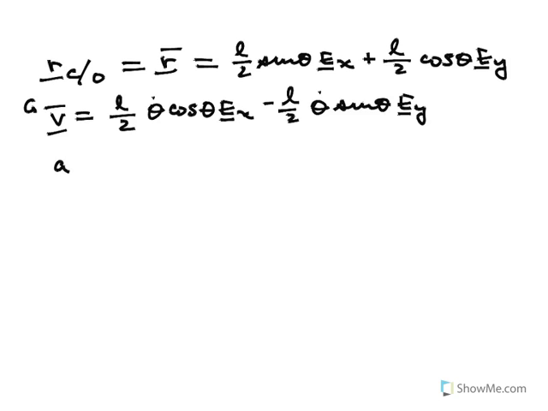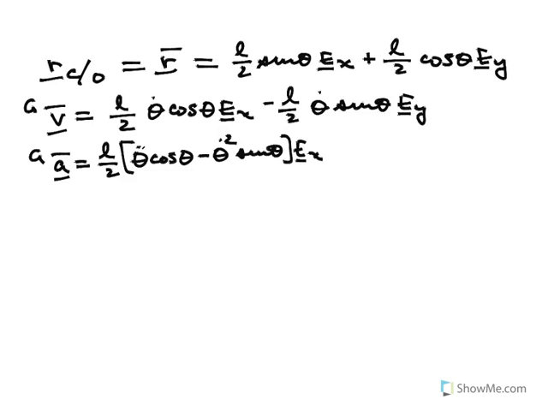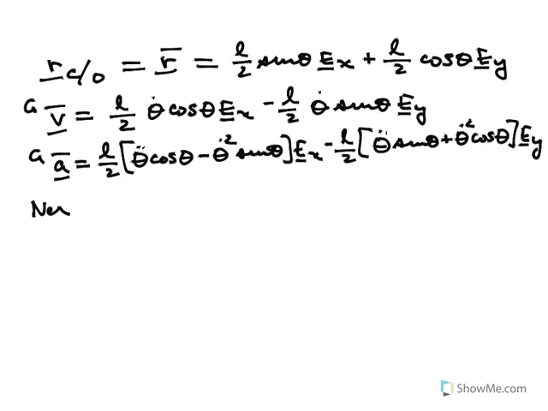Now if we differentiate this again, we get L over 2 times theta double dot cosine of theta minus theta dot squared times the sine of theta times Ex, and then we get minus L over 2 times theta double dot times the sine of theta plus theta dot squared cosine of theta times Ey. So that's the acceleration of the center of mass.